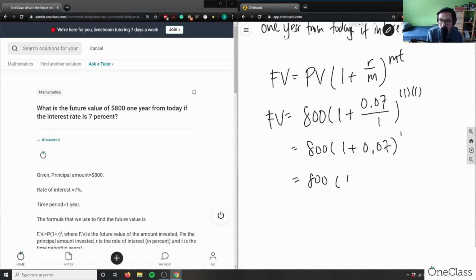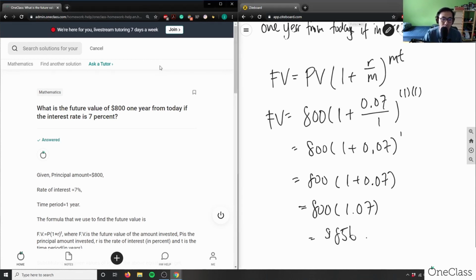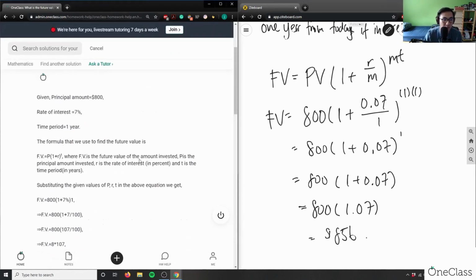800 times 1 plus 0.07, which is 800 times 1.07, which would equal my future value of $856 for this problem. So my future value is $856. So let's look at the problem here. It's saying given principal amount is 800, that's good. Rate of interest is 7%. Time period is 1 year.